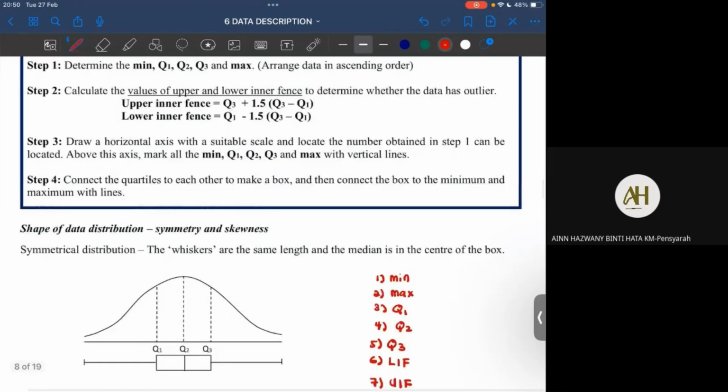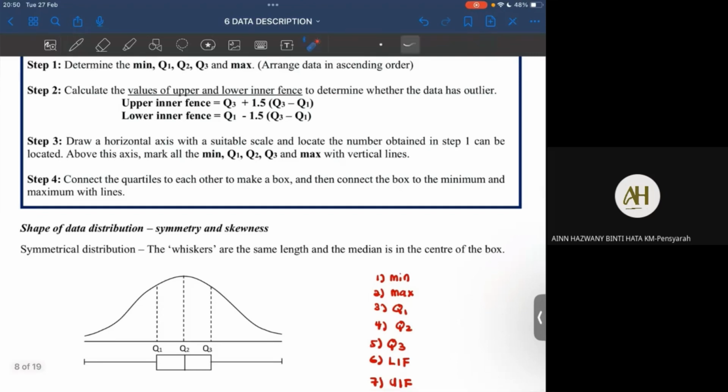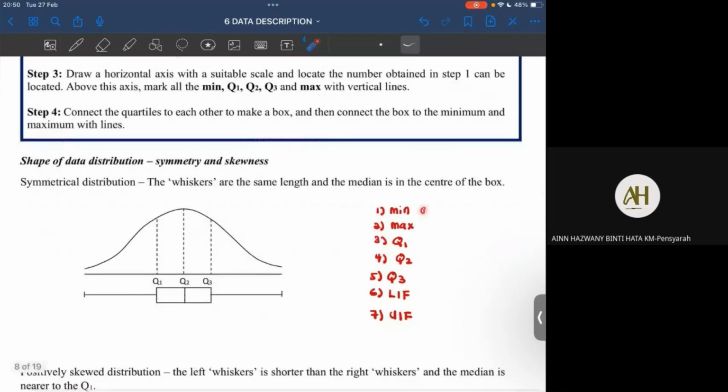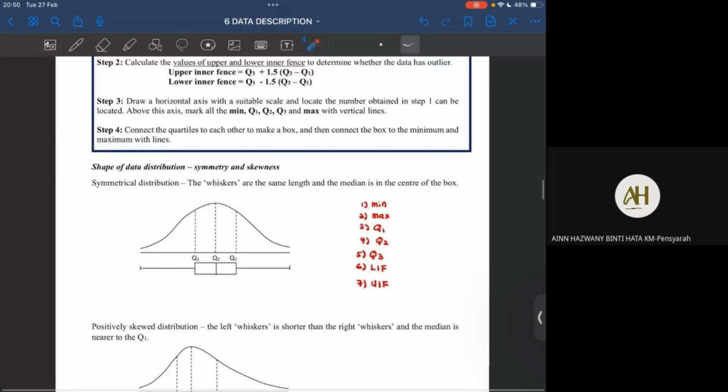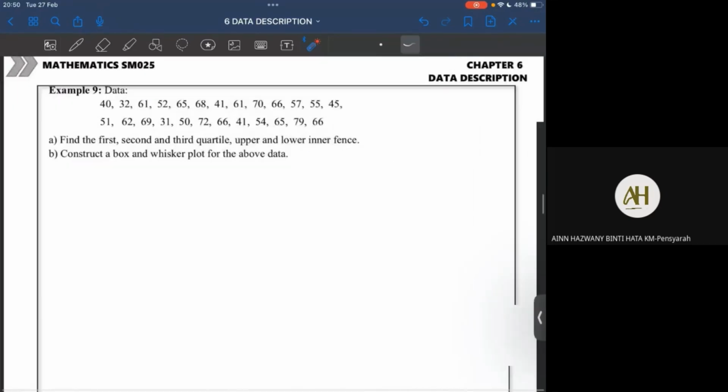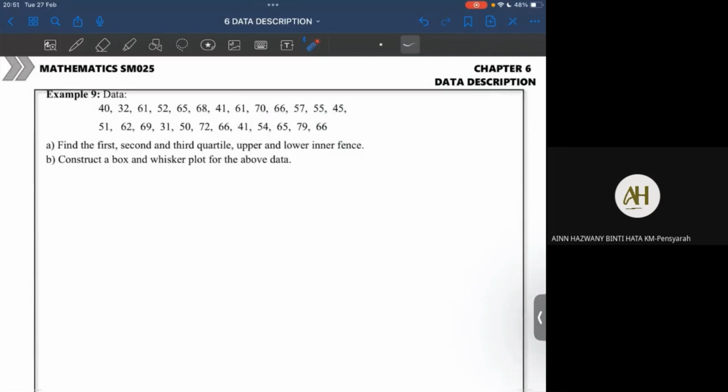Okay, so the first step. The first step and the second step are the same thing, which is these 7 things that we need to find. Let's go straight to the question. See, we have a lot of data here. Okay. If we count, we have 1, 2, 3, 4, 5, 6, 7, 8, 9, 10, 11, 12, 13, 14, 15, 16, 17, 18, 19, 20, 21, 22, 23, 24, 25.